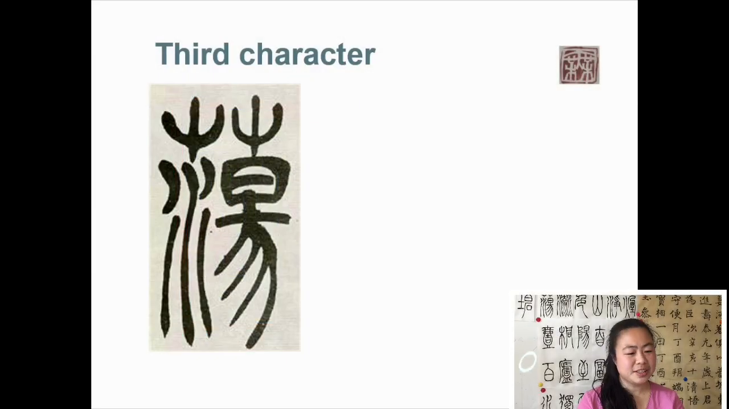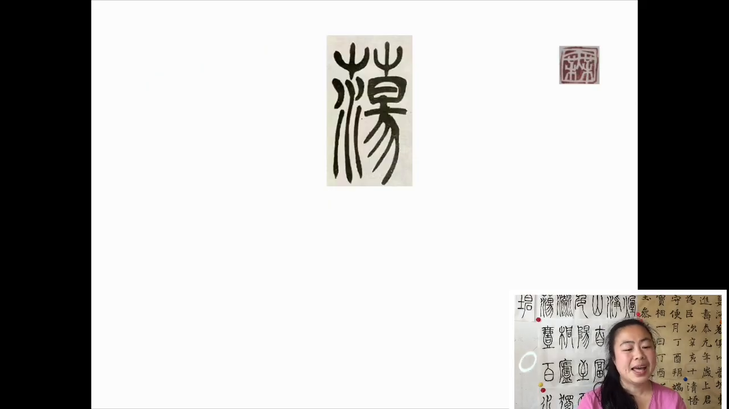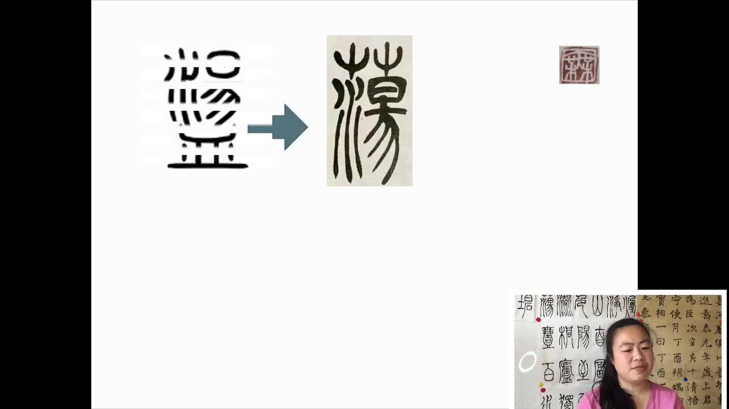Okay, now we come to the third character. The third character is like this, a modern simplified character, and it pronounced as dàng. Dàng means drift, drifting in the water. Okay, now let's look at the history of this character.